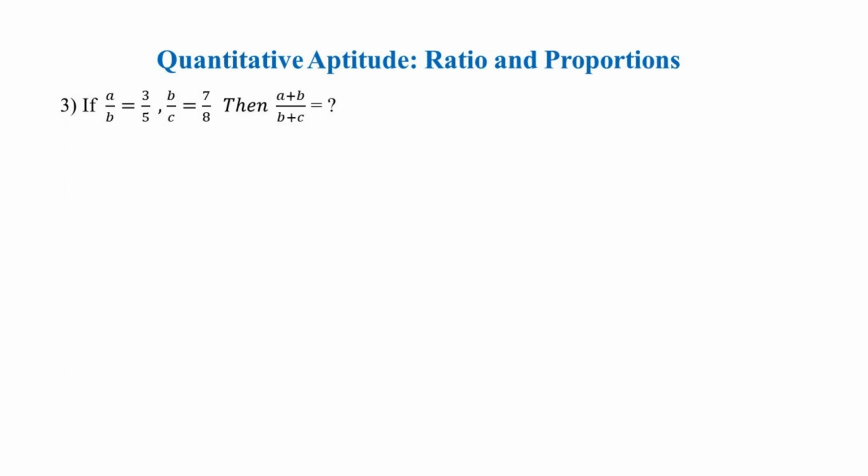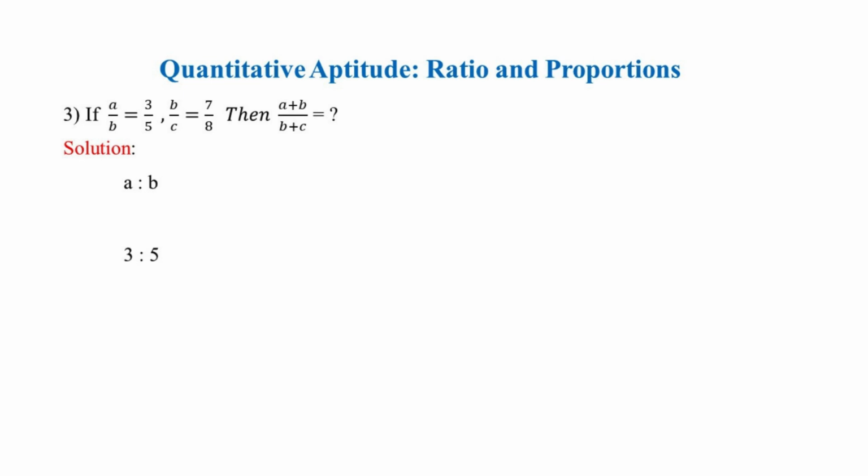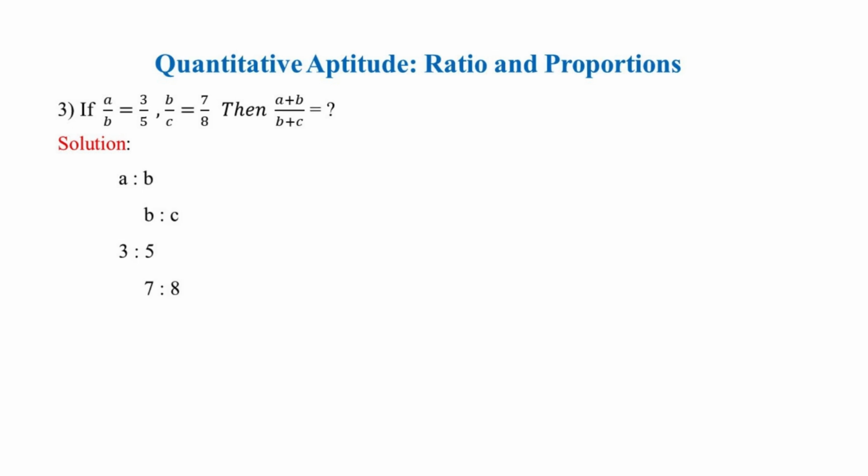Now the third question is, if A by B equal to 3 by 5, B by C is 7 by 8, then A plus B divided by B plus C is how much? This is the question. Now first we have to write A is to B, which is 3 by 5, we need to write in the proportion. 3 by 5 fraction we need to write in proportion, 3 is to 5. In the next step, B is to C we have to write in that particular manner, which I told earlier, that is 7 is to 8.